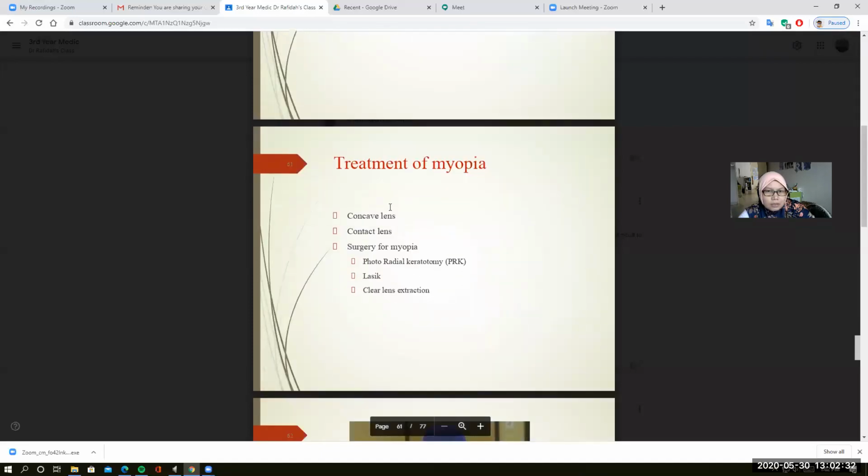It always starts with the non-invasive treatment, which is concave lens, you give contact lens. However, there are also surgical treatments for myopia, which is photorefractive keratectomy. PRK is rarely used now because it can cause scarring. LASIK, okay, and clear lens extraction, which is very advanced, very invasive, and rarely done. Most people go for glasses and LASIK nowadays.